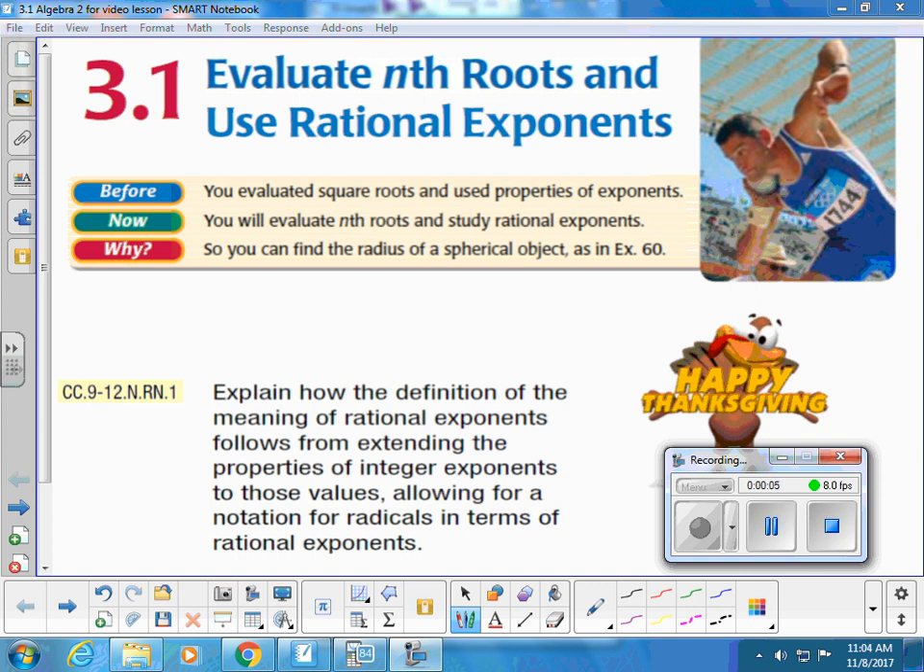We're going to learn section 3.1. Thanks for joining us to watch the video. Make sure you're taking notes along with me, and then there's a homework assignment out of the book at the end.